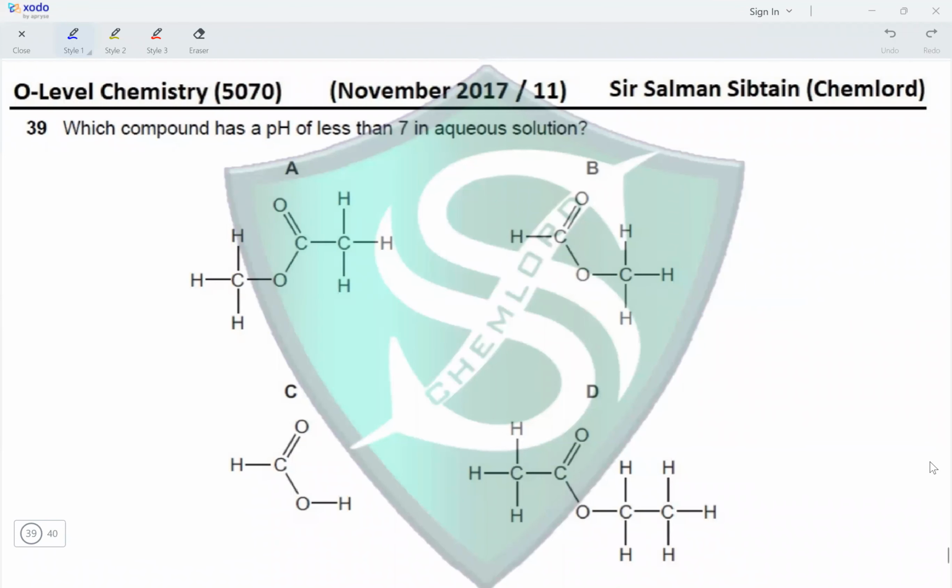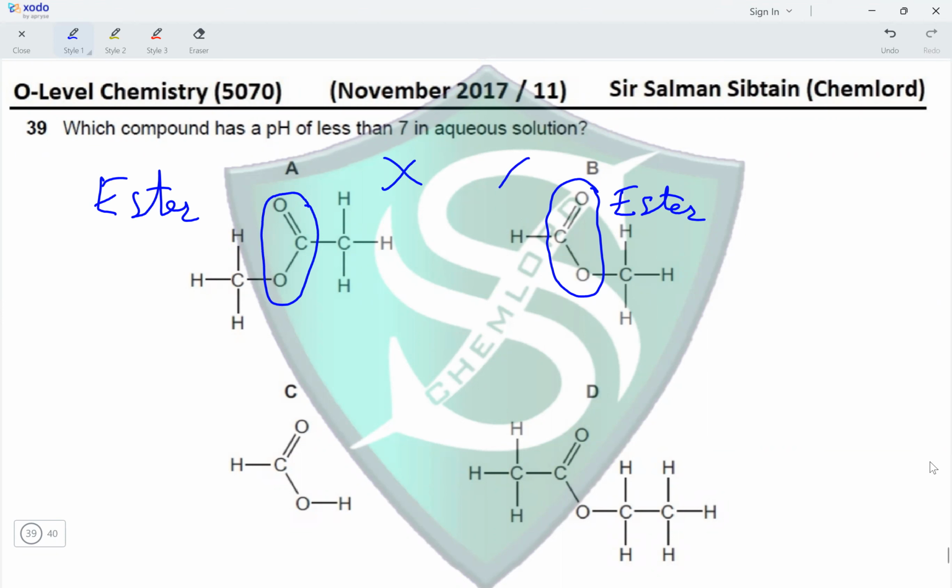Question 39. Which compound has a pH of less than 7 in aqueous solution? A pH of less than 7 would make the compound acidic. So, in option A, we've got a C double bond O, single bond O group in the middle of the carbon chain. So this is an ester, and esters are neutral compounds. B also has the ester group present, making B neutral.